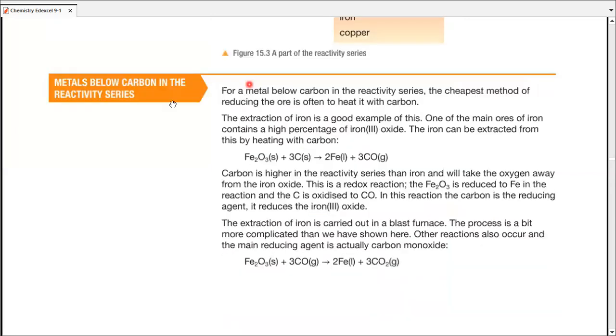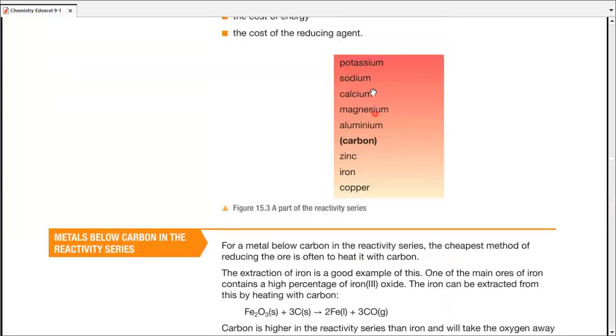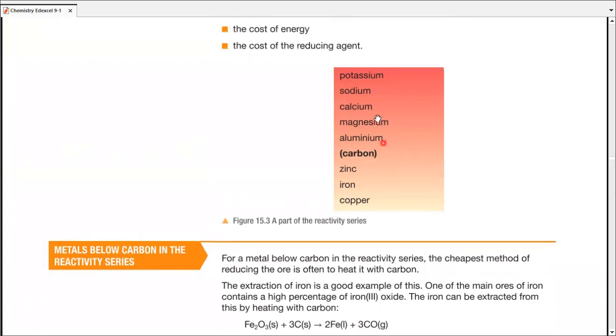So moving on, metals below carbon in the reactivity series. Now remember, carbon is the only non-metal on this list. There are some metals on top of carbon, and definitely they are more reactive than carbon. There are some that are present below carbon, zinc, iron, copper, etc. They're definitely less reactive than carbon.